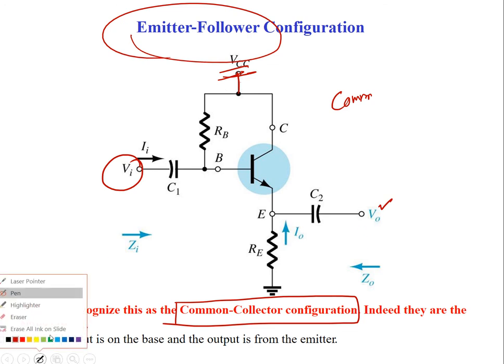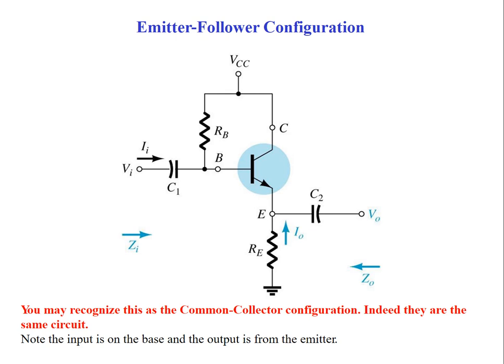So now let's try to draw the equivalent circuit model for the common collector case. The procedure is the same. What will we do? We will replace the DC with ground, and the capacitor is a short circuit. So what will the AC model look like?